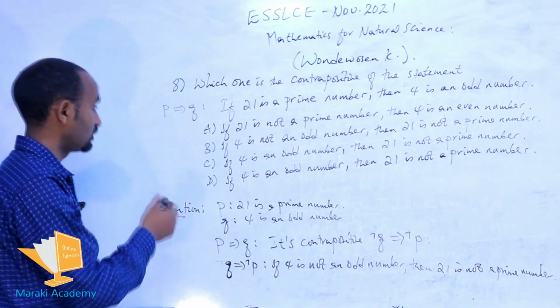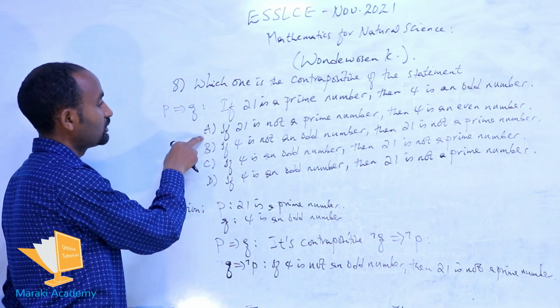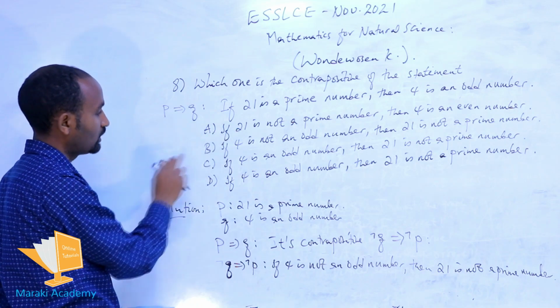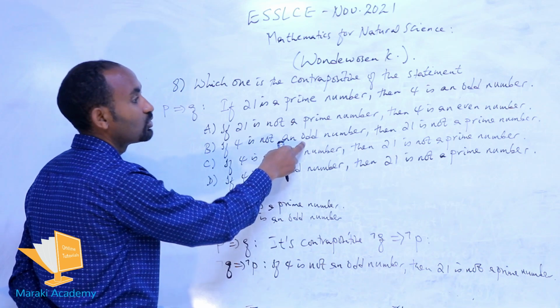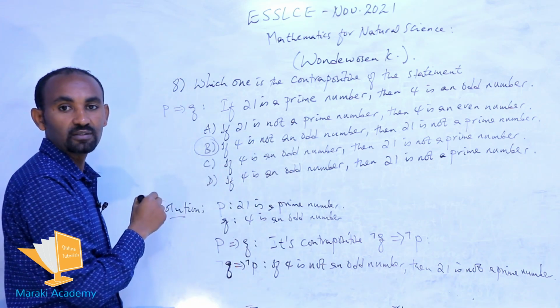Okay, so let's see. Choice A says 21. Choice B: if 4 is not an odd number then 21 is not a prime number. This is exactly the contrapositive.